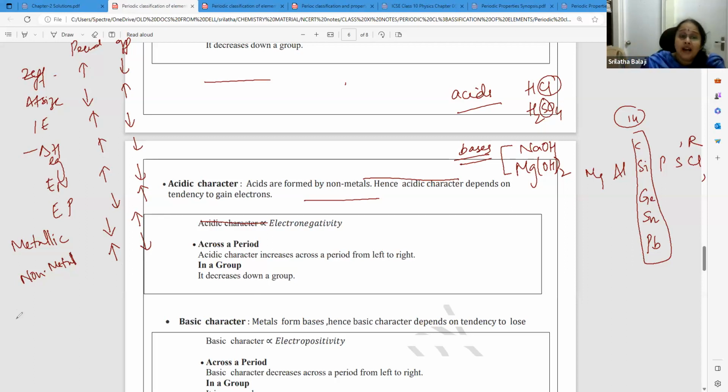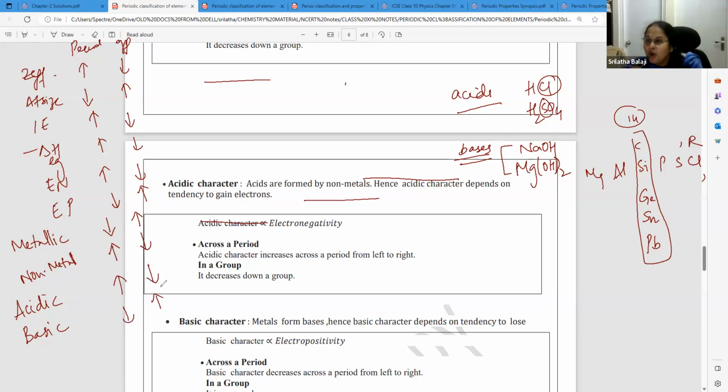So how will my acidic character and basic character behave across a period and down the group? You tell me. Acidic character will increase across a period, because it's the same as electronegativity, the same as non-metallic character. So it decreases down the group. And basic character, opposite.